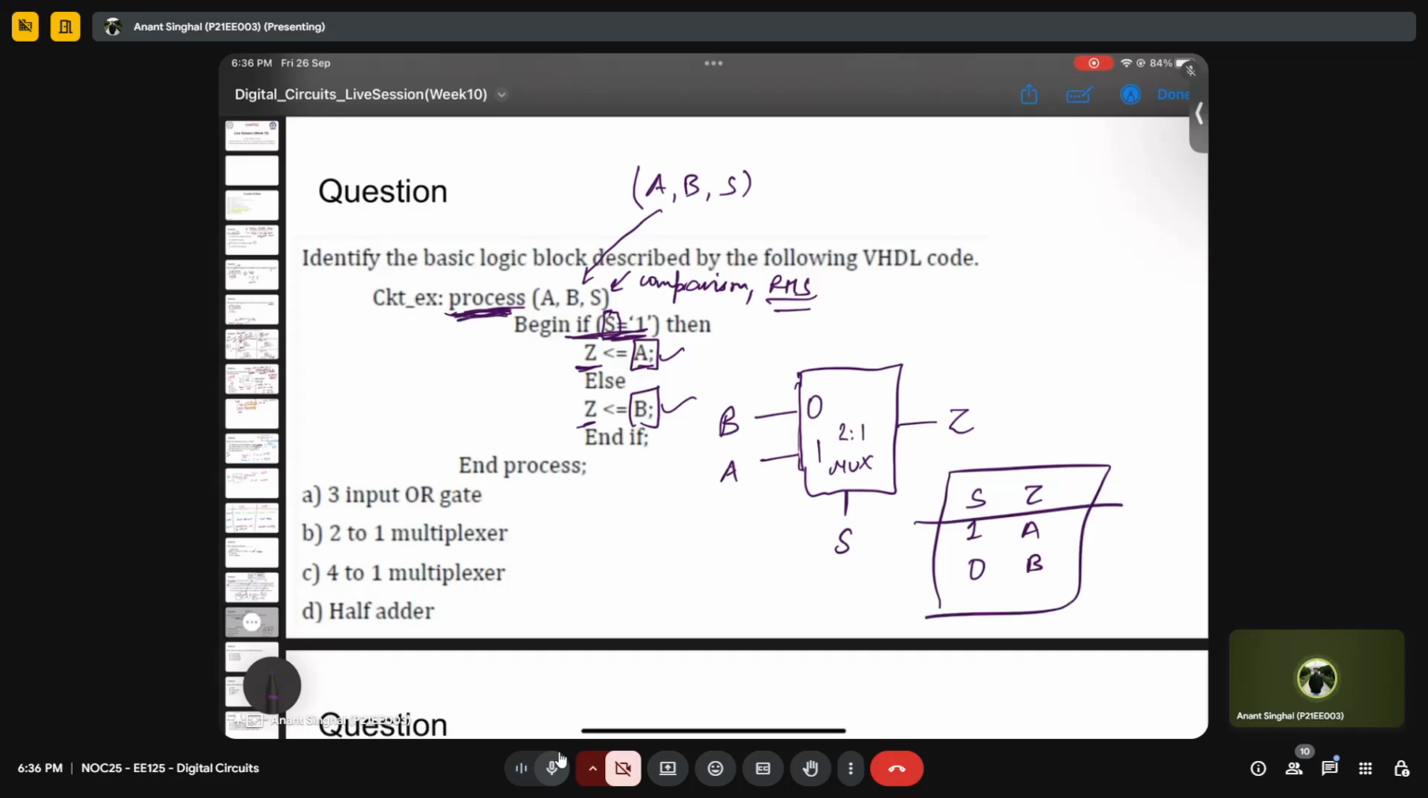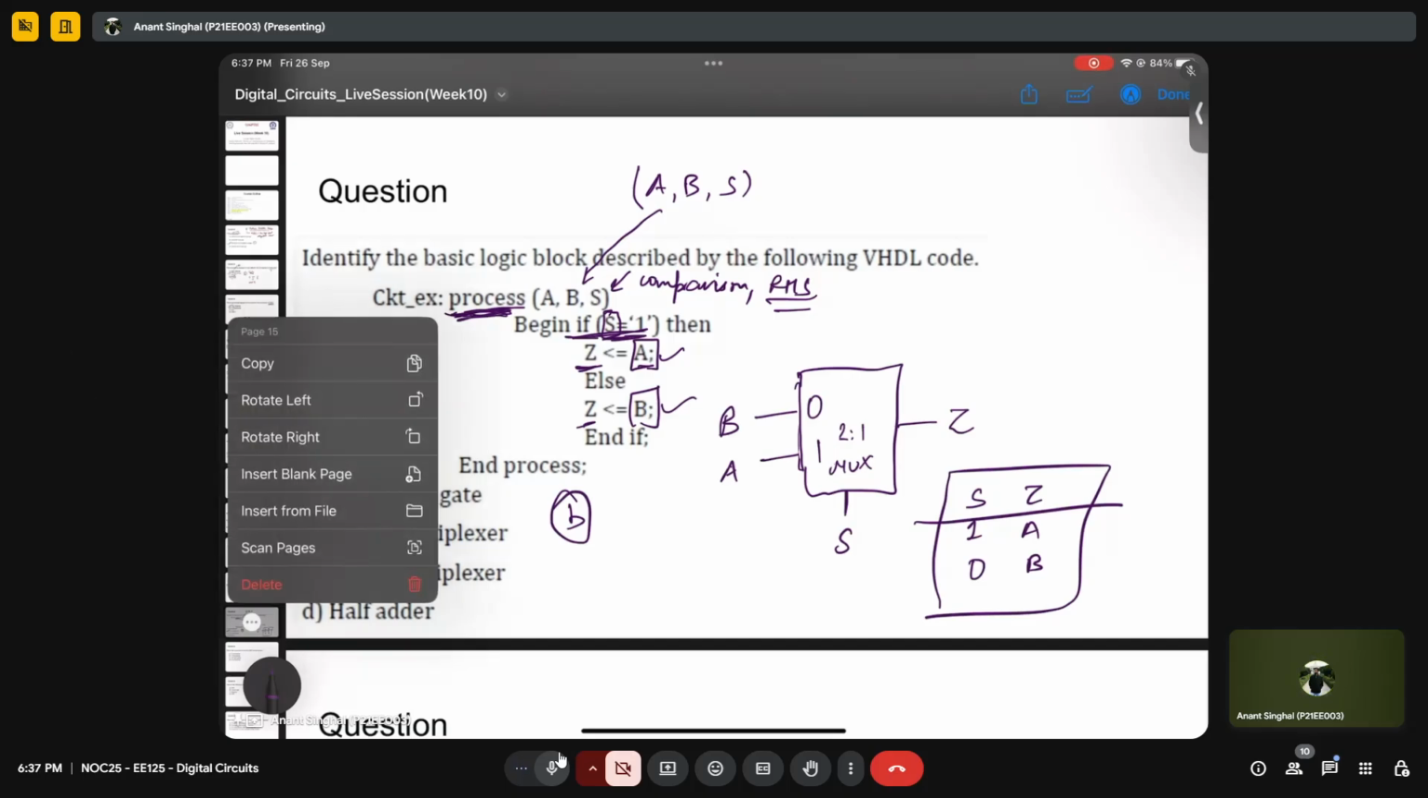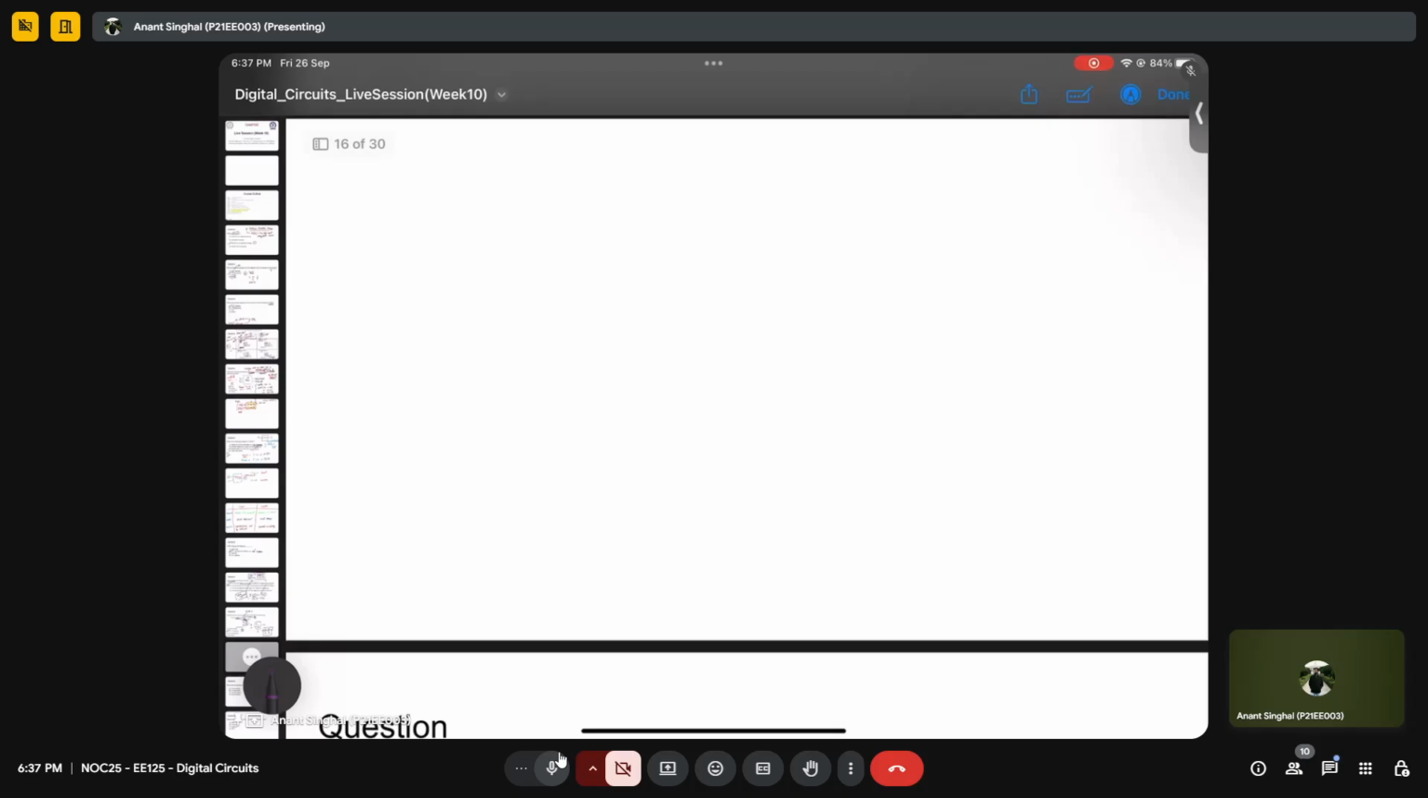So this is nothing but a multiplexer. Are you all able to understand this? This is the most basic problem that you should understand. Can all of you confirm if you are able to understand this? If yes, maybe I can give you one more similar problem, which I don't have here, but I can type it. So try to give me the answer to this.